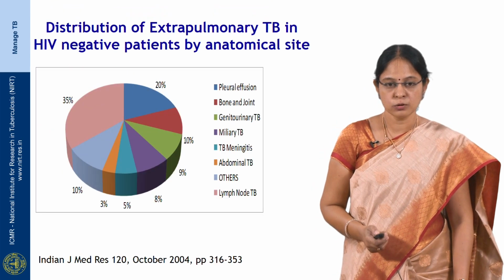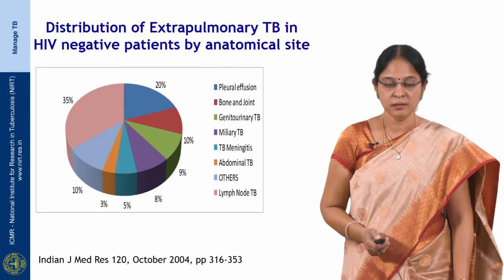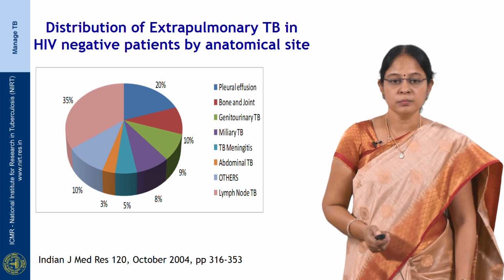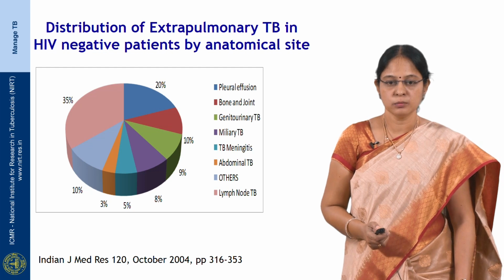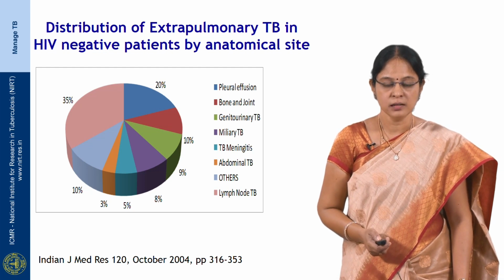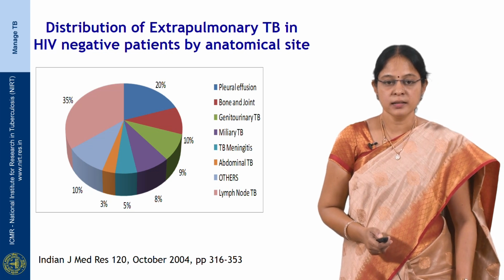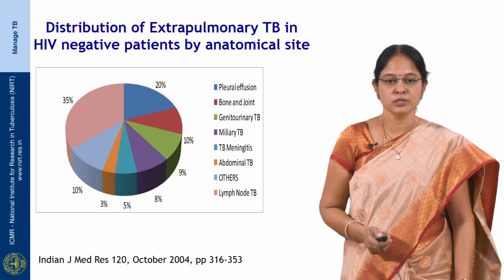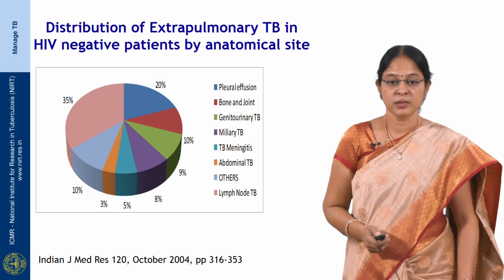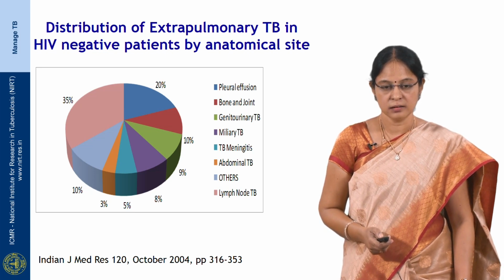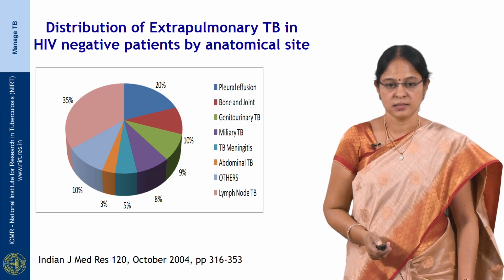This pie chart shows the distribution of extrapulmonary TB in HIV negative patients by anatomical site. From the chart, we come to know that the most common form, lymph node TB, accounts for 35% of all the cases, and the next most common, pleural effusion, accounts for 20% of all the cases. The other common forms of extrapulmonary TB range from 3 to 10%.